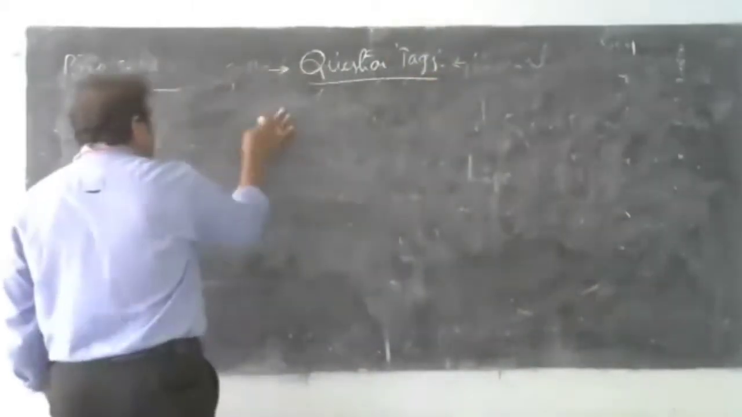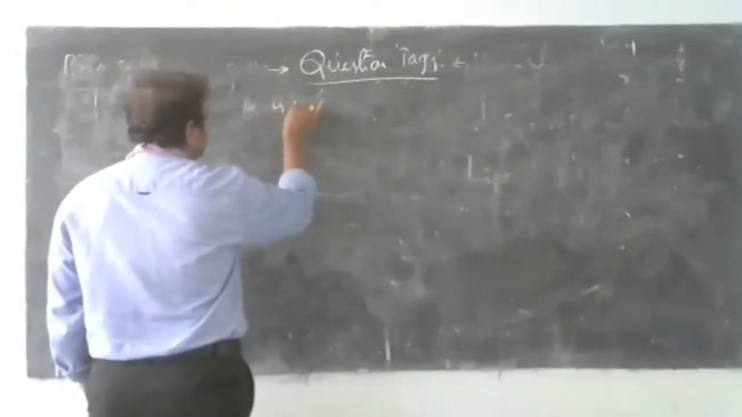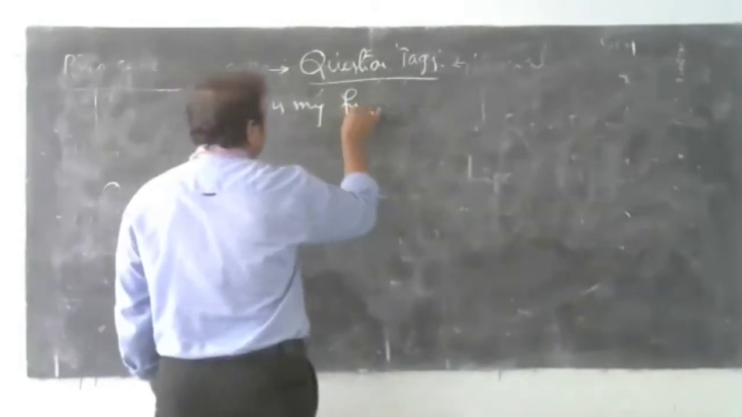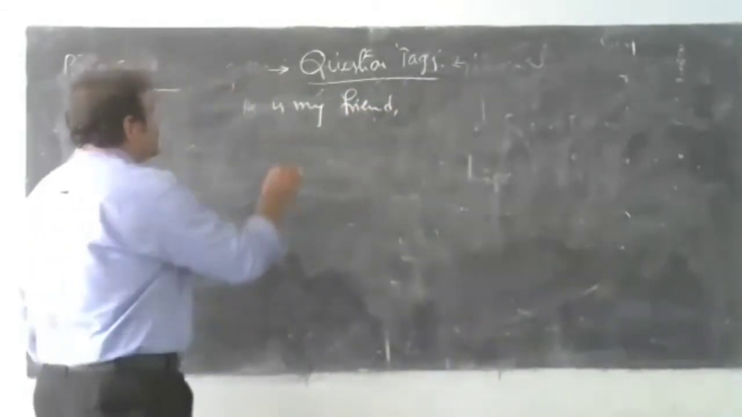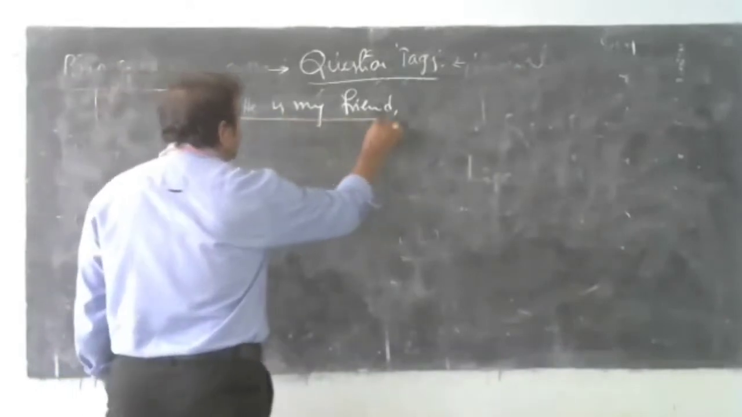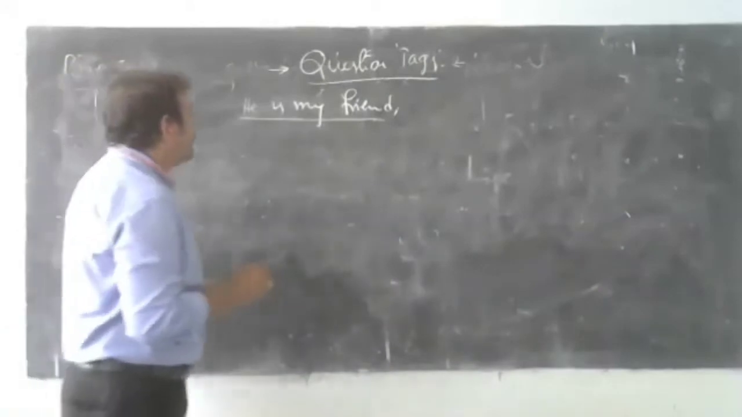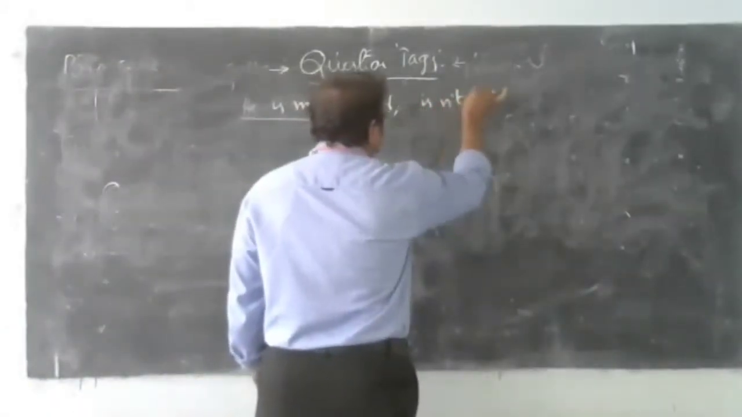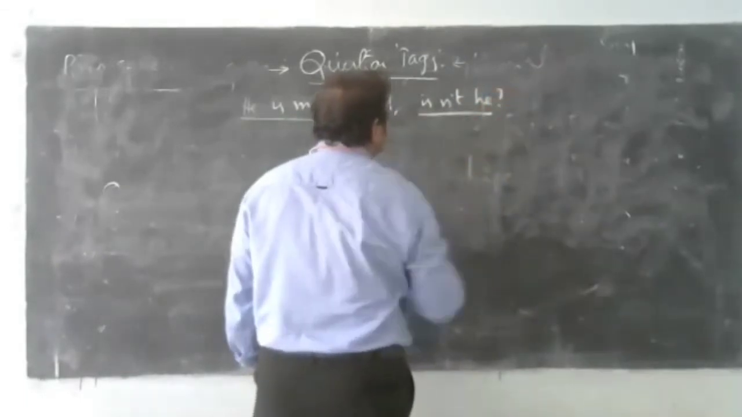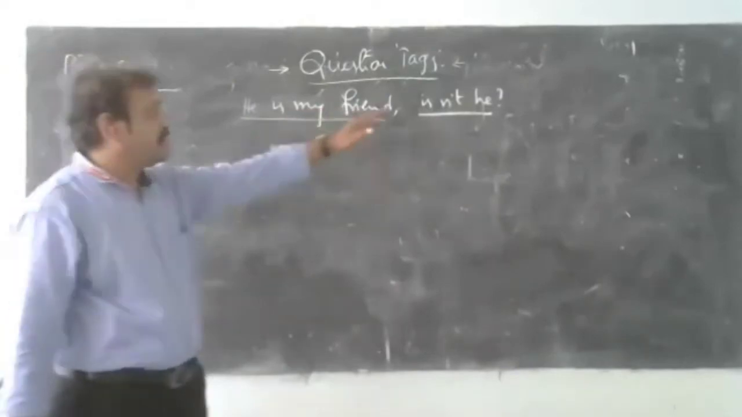For example, he is my friend. See, this is a statement. He is my friend. We make a question tag. Is it he? He is my friend. Isn't he?